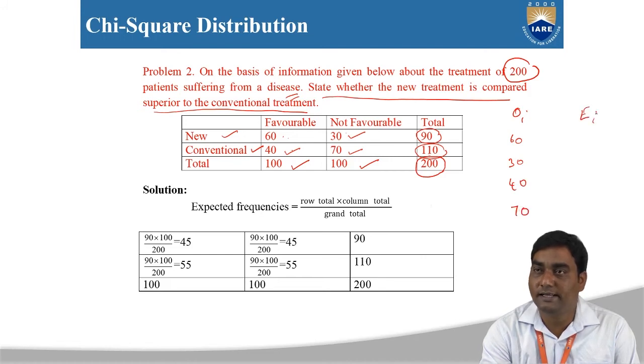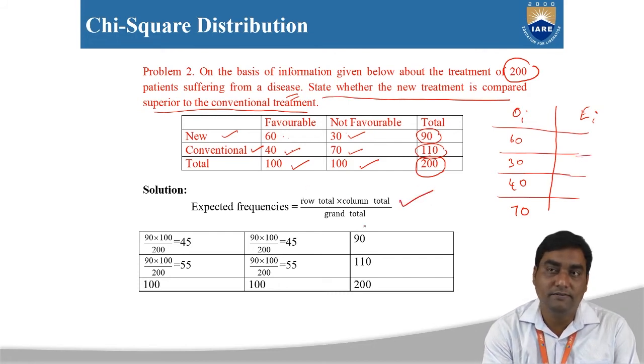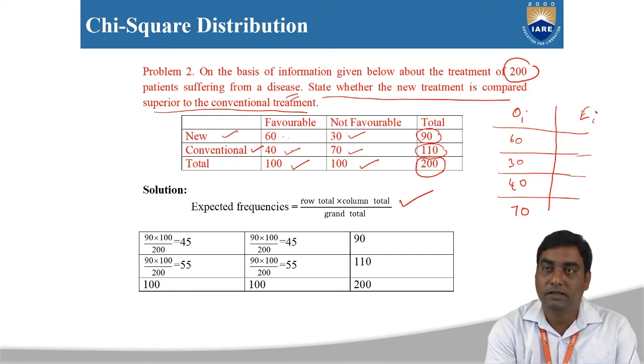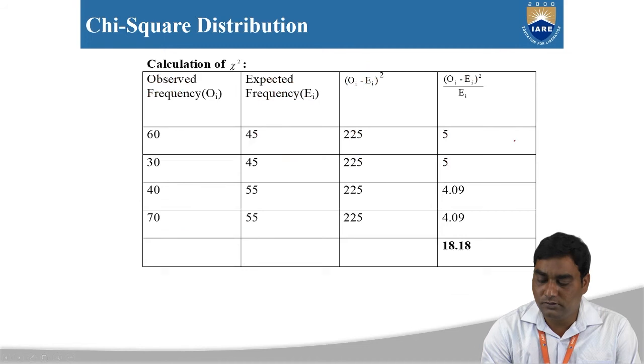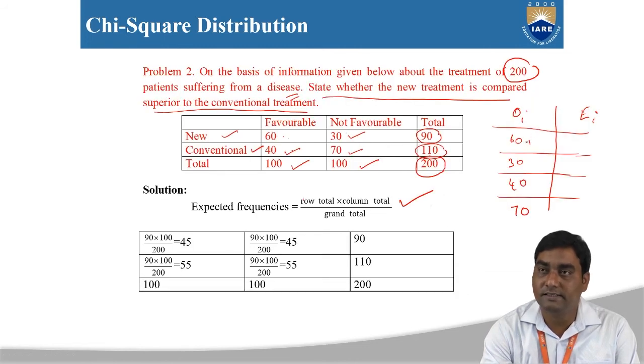We have to find out the expected frequency from method 3. To find the expected frequency, we have a formula: corresponding row total into corresponding column total by grand total. If I want to find the expected frequency corresponding to the observed frequency 60, that means this one, the corresponding row total is 90 into the corresponding column total 100, by 200. We are going to get 45.